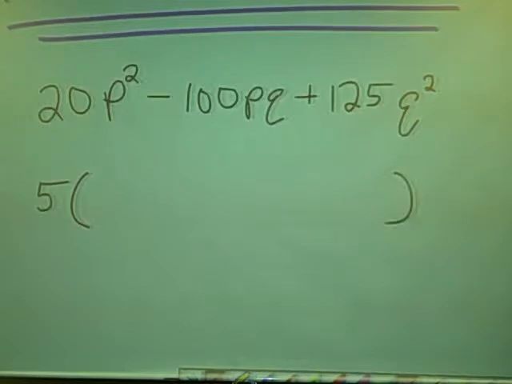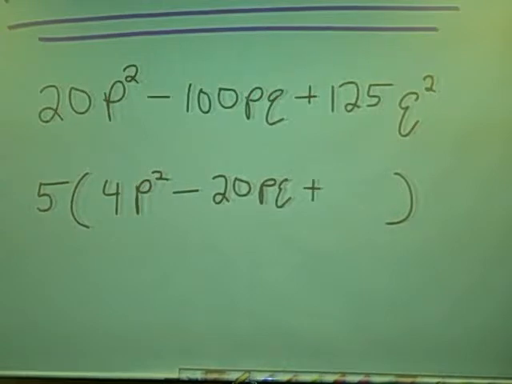All right, so that leaves us with 4p squared minus what? 100 divided by 5, what's that? What's left? 20p cubed plus 25q squared.